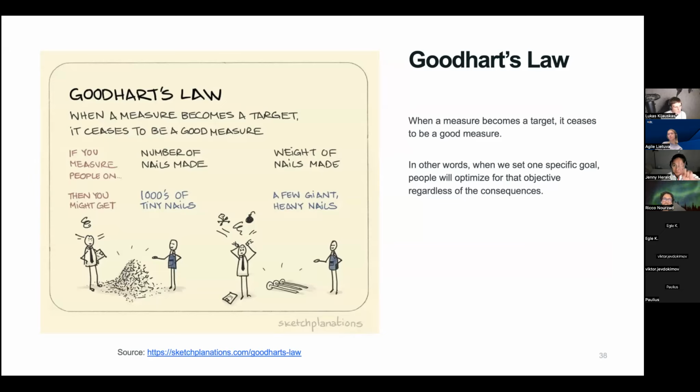This is why you don't have one key result, by the way. This is why, if you talk to any OKR expert or coach, they'll say have at least 2 key results. The first reason why is because of Goodhart's Law. When a measure becomes a target, it ceases to be a good measure. And the reason why is because people will optimize for that regardless of what happens. It's just something that happens.